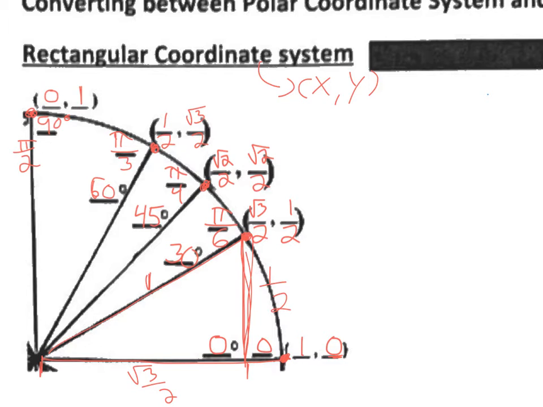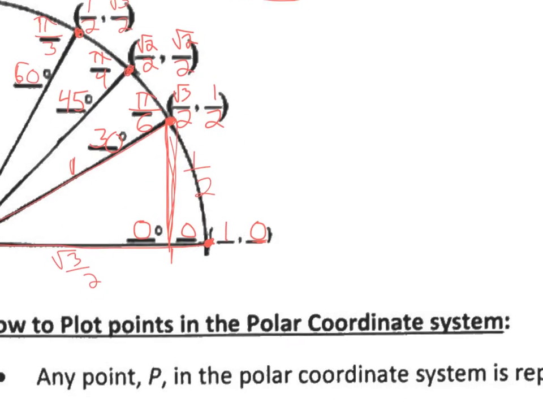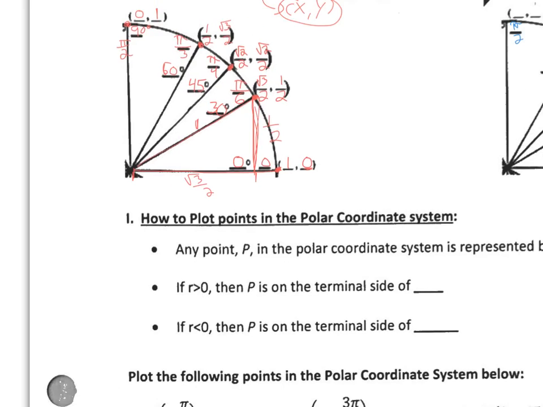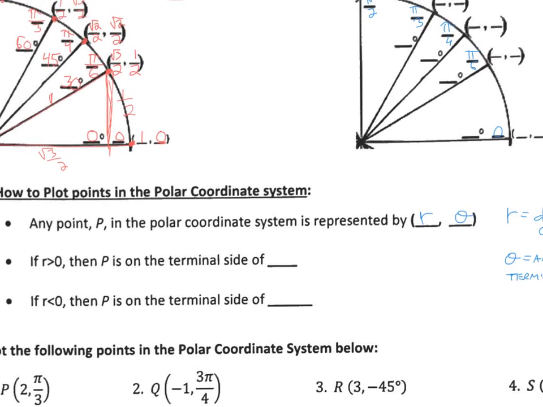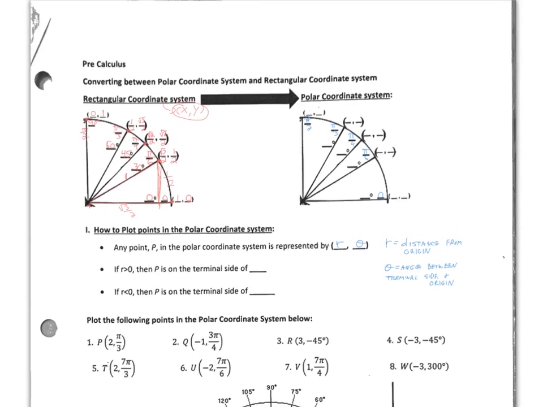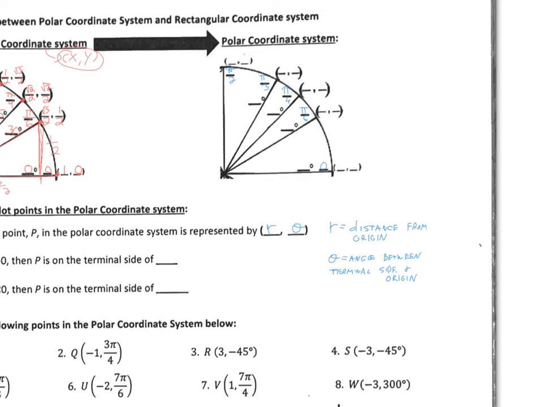What we're going to do is, when we change the rectangular coordinate system, we're going to get these same 5 points, but we're not going to use x and y. We're going to get that same location, but instead of using x and y, we're going to replace it with r and theta. So if I move down in the notes, okay, saying how to plot points in the polar coordinate system. You guys can take this down.